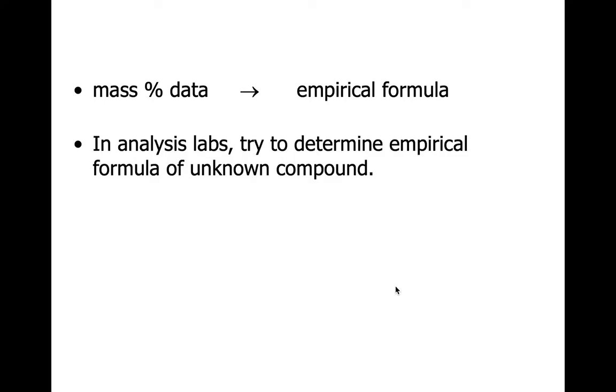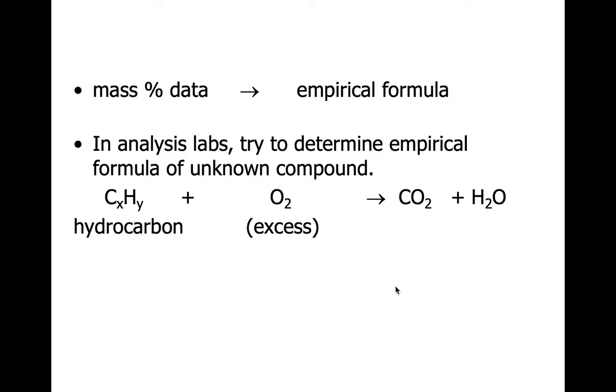In analysis labs, we try to determine the empirical formula of an unknown compound. So for example, if we have a compound that we know contains some amount of carbon and some amount of hydrogen, we would burn that compound, known as a hydrocarbon, in excess oxygen. And then we would be able to determine, by collecting and weighing, the amount of CO2 and H2O that's formed, where in this reaction all of the carbon comes from the hydrocarbon and all of the hydrogen comes from the hydrocarbon.